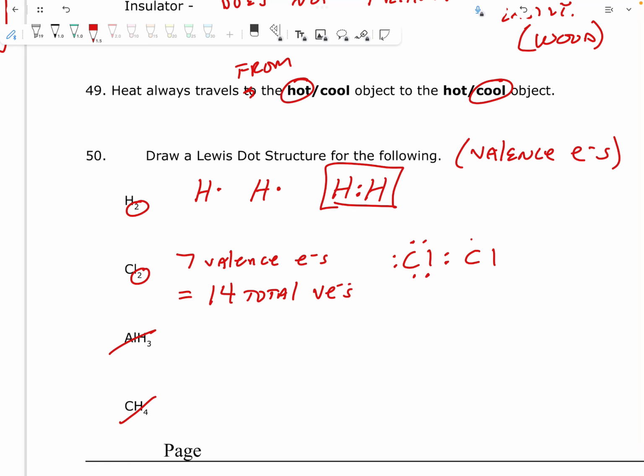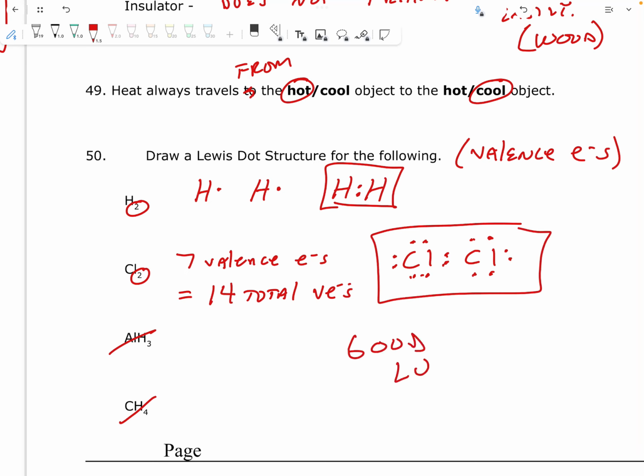Well, there's 8 around that first Cl, chlorine. Here's 8 around the second one. If you look at that, 1, 2, 3, 4, 5, 6, 7, 8. They are sharing, and so this would be the Lewis dot structure for Cl2. And that is your exam. Study this, and good luck to all of you.